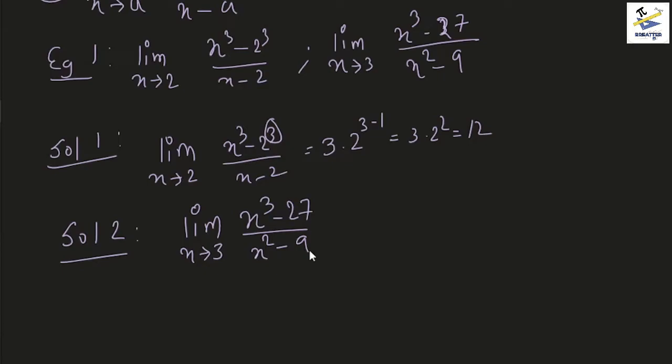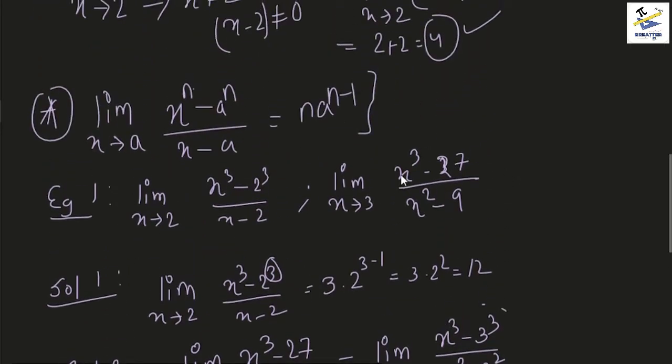But we do know that this is in a similar form to the formula we just learned, because this can be written as x cube minus 3 cube divided by x square minus 3 square, right? Now one thing you need to know is, whenever limits exist, different portions of the function can be evaluated separately in multiplication and division form, and also in addition form.